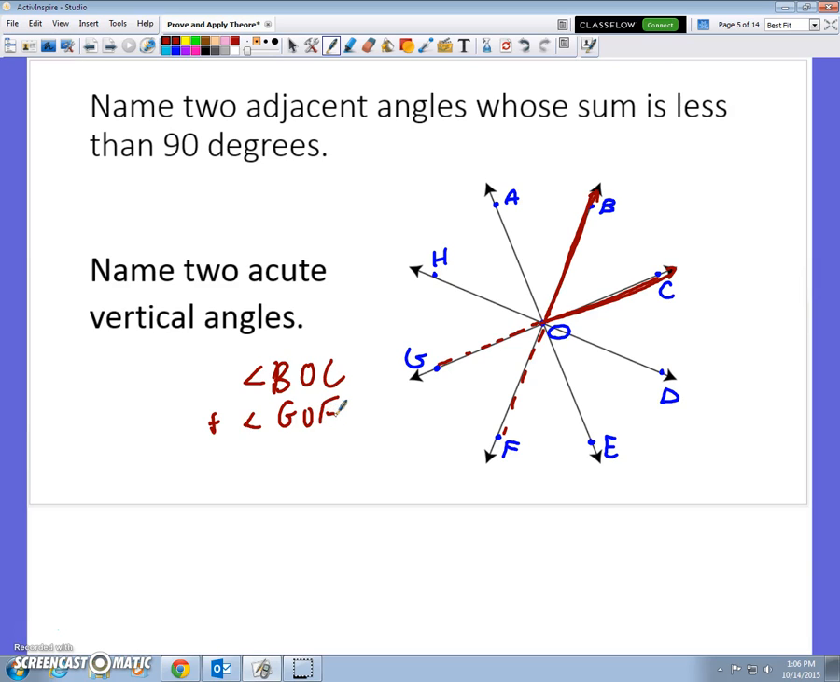Okay. It could ask us for two obtuse vertical angles. It doesn't say this, but for example, if I did GOB, then its vertical angle would be right here. And then these angles would be exactly equal, and these angles would be exactly equal. So vertical angles are exactly the same degree measure. They're congruent degree measures. And so I think we've answered that question thoroughly.